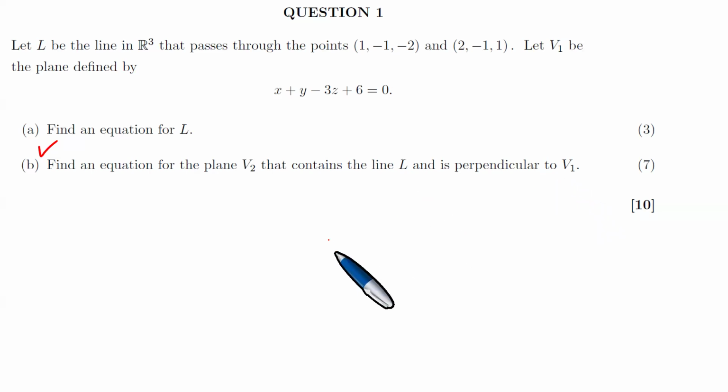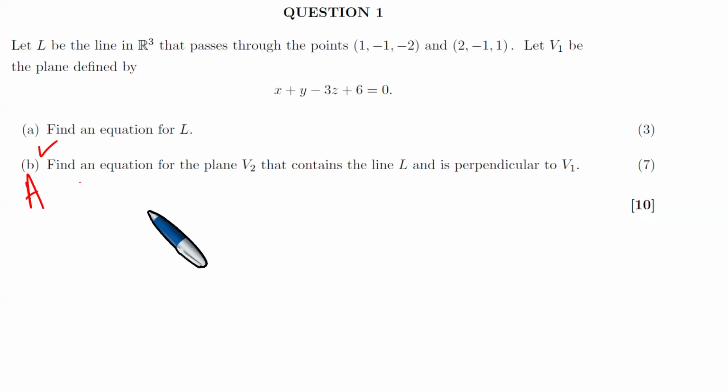Right, so a couple of things therefore remain very important to say. How do we then find an equation for the plane V2 that contains the line L and is perpendicular to V1? So let's start. This is how we're going to present a solution to this.